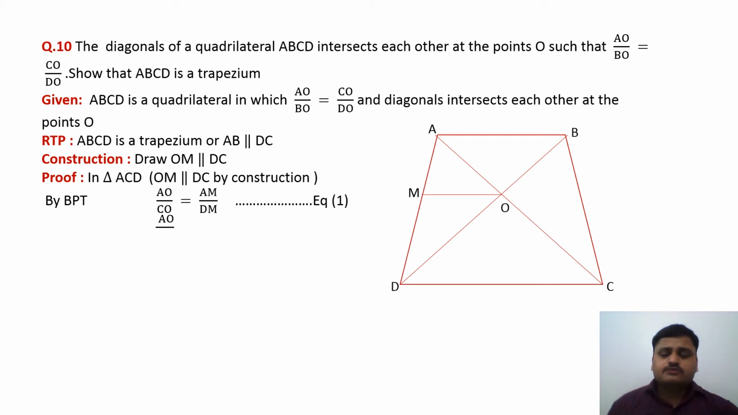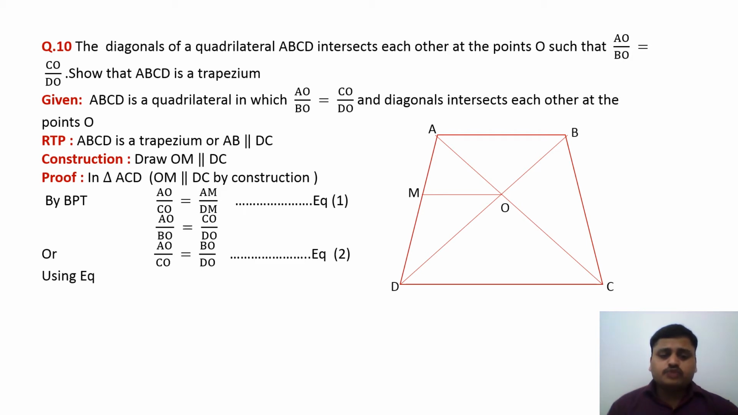We will call this equation number 1. And what is given, AO by BO is equal to CO by DO. This is clearly given in the question. We will interchange their places and write AO by CO is equal to BO by DO, and we will call this equation number 2. We only interchange their places by cross multiplying.